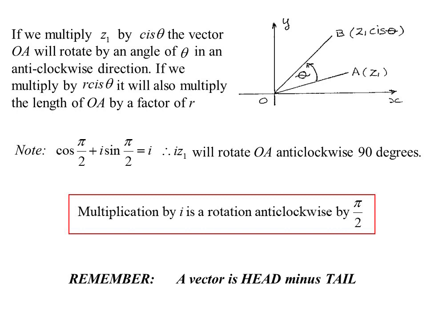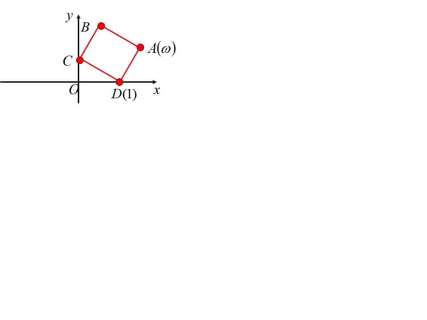Always remember, I know I've said it a few times, but I can't stress it enough: head minus tail. Whenever you want to work out the value of a vector, head minus tail will tell you which complex number it is. Look at this picture. That's a square, by the way. I forgot to mention it there, but that's a square. How can I find all these points? All I know is D is 1, and A we're just calling omega.